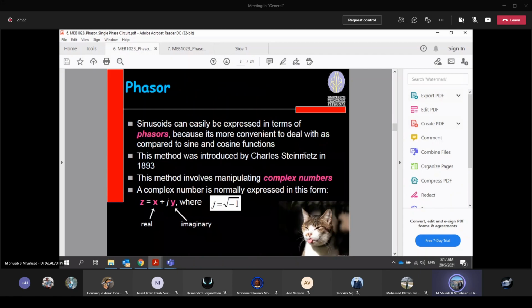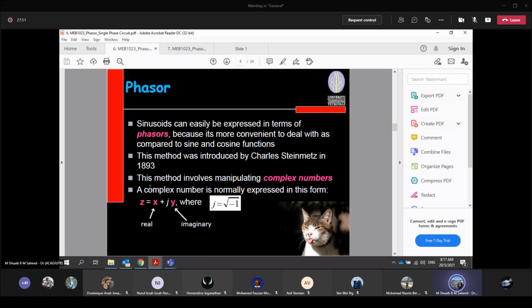Okay, the next thing, phasors. Those sinusoidal waves can be expressed in terms of phasors. Why are we coming up with phasors? Because it is more convenient to deal with as compared to the sine and cosine functions. This was introduced by the mathematician Charles Steinmetz in 1893. So that was a long time ago.